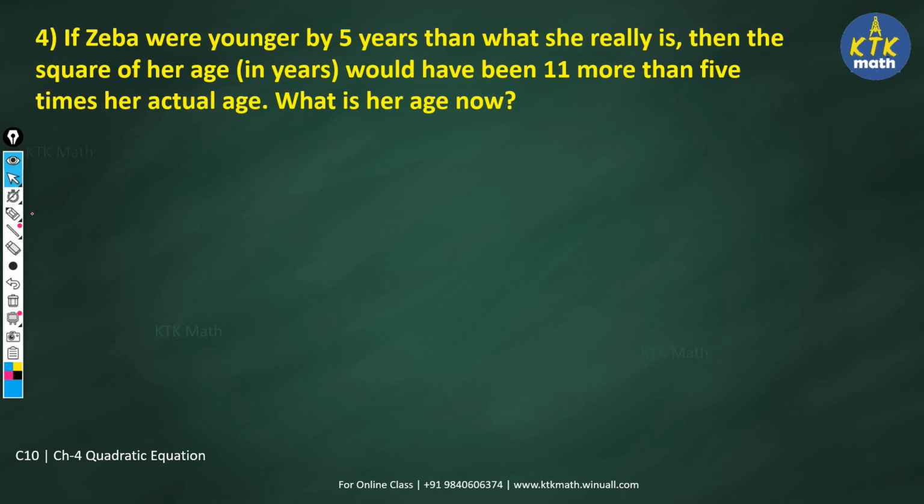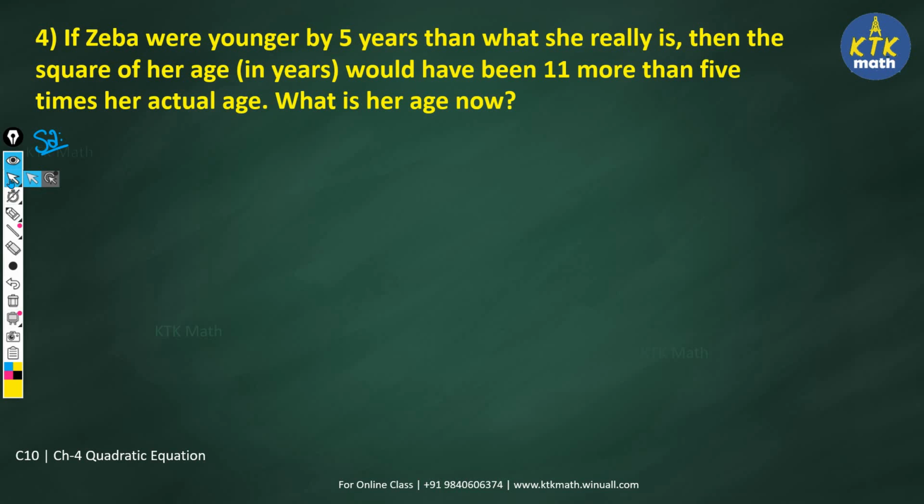So the fourth question and fifth question are both based on ages. Age kind of questions. If Ziba were younger by 5 years than what she really is, then the square of her age would have been 11 more than 5 times her actual age. What is her age now? So here they are not talking about any other person, instead they are talking about only one person. If we needed to compare with another person, we might get a pair of linear equations concept. So this is one advantage to you.